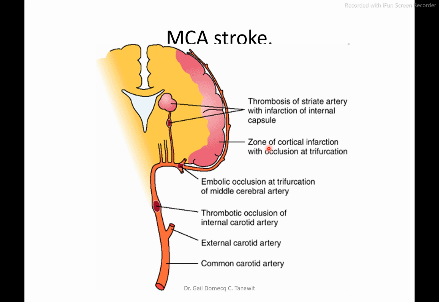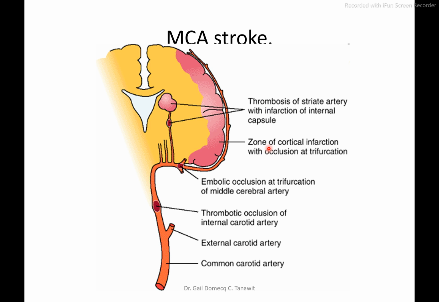We have thrombosis of striate artery with infarction of the internal capsule. So usually yan mga nagiging delikado yan. Zone of cortical infarction with occlusion of the trifurcation. The reason for that is usually a thrombus that was dislodged in the carotid artery, going up. So pag yan, depende kung saang site ang naging affected. So the more it is proximal to the heart, mas marami siyang magiging maapektuhan.